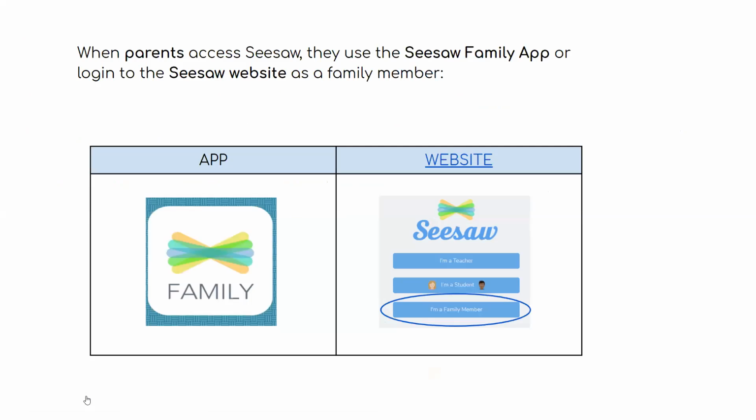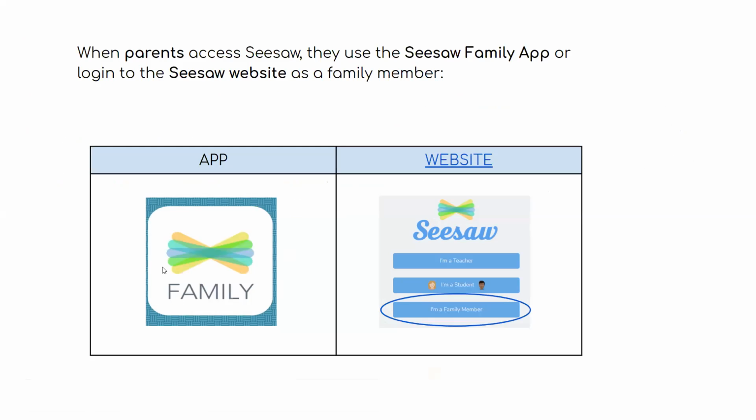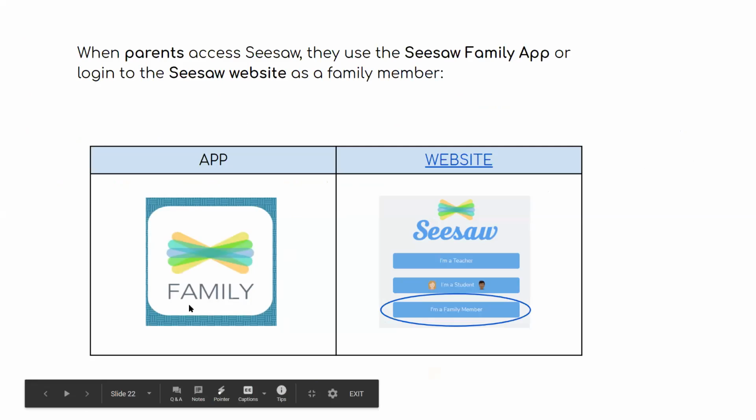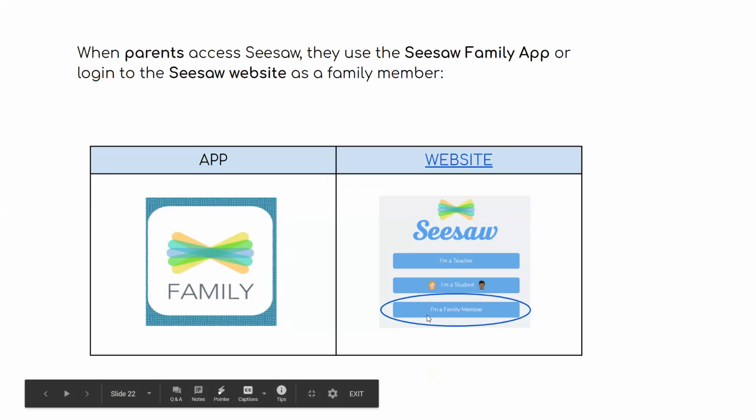When parents are looking at helping their students with their Seesaw activities, one thing to keep in mind is that the parent view is different than what the students view. For example, when the parents download the parent or family app, what they see will be different. The app should look like this with the little Seesaw symbol that says family. If they're entering through their computers, they need to click on I'm a family member, and this will bring them to the family view.